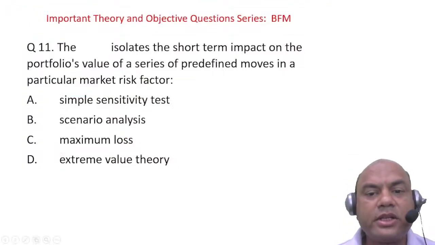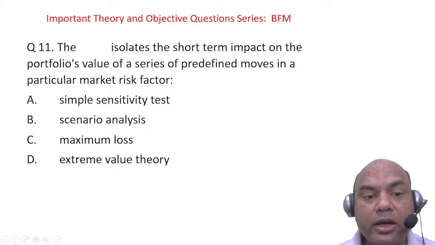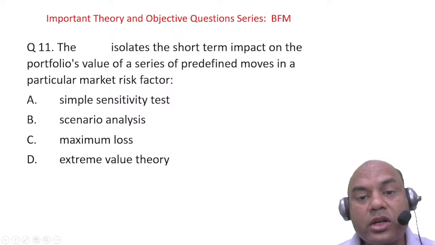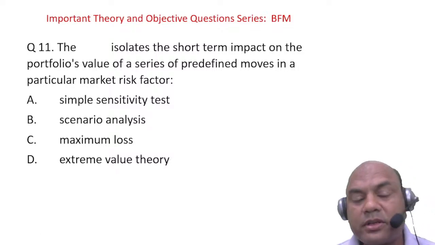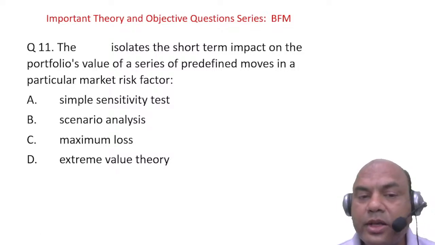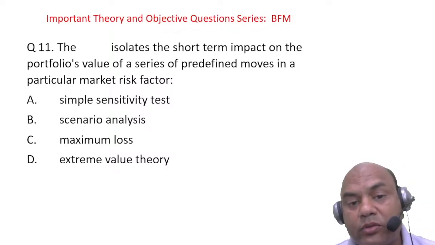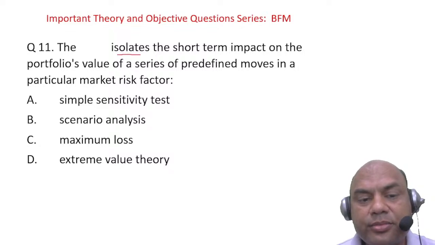The dash isolates the short-term impact on the portfolio's value of a series of predefined moves in a particular market risk factor. Very difficult question. First only it is a bouncer. Let me see how many of you can give the answer. Isolate. What is isolation?